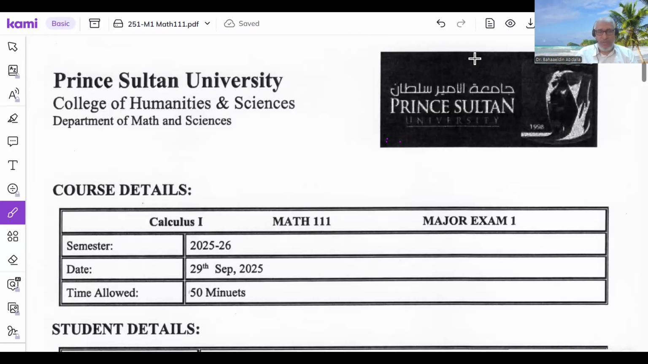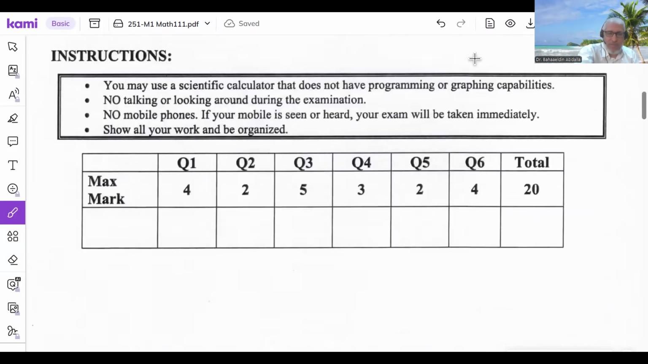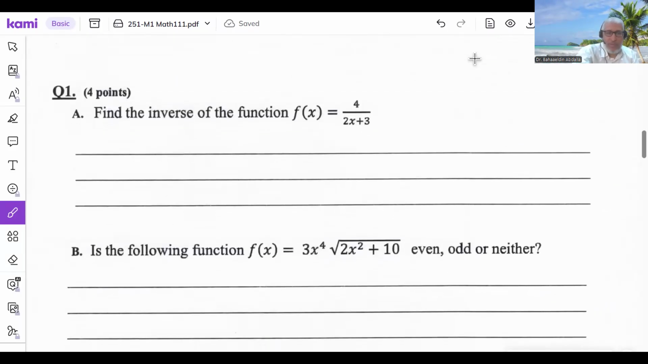This is the first major exam of Calculus 1, term 251. Let us have a look and solve it together. First question, find the inverse of this function.